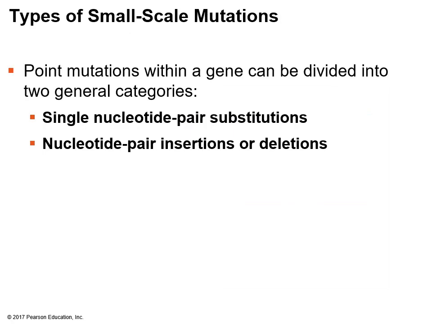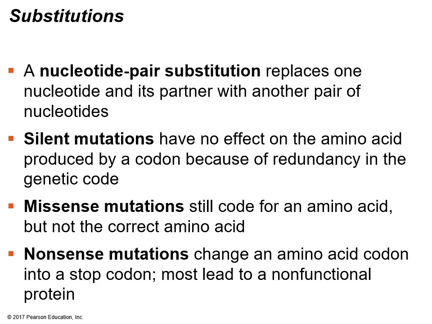Point mutations within a gene can be divided into 2 general categories. We have single nucleotide pair substitutions and nucleotide pair insertions or deletions. A nucleotide pair substitution is when you replace one nucleotide and its partner with another nucleotide and its partner. Kind of like replacing the original teacher with a substitute teacher.